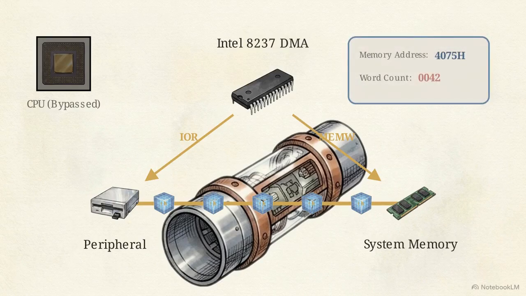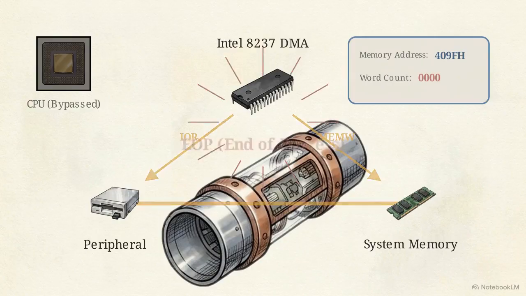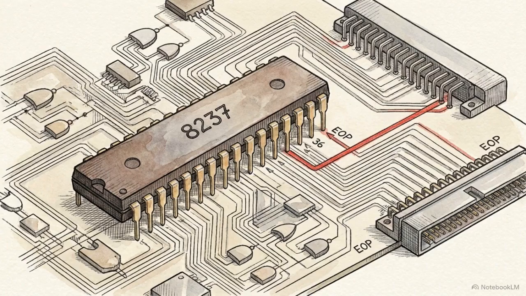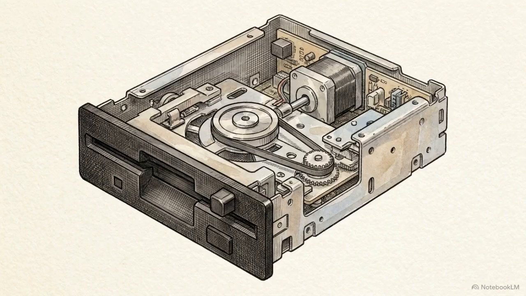During transfer, internal logic tracks progress. The memory address increments to the next byte, while the word count decrements by 1. This process repeats autonomously until the word count register hits exactly 0. When the count runs out, the DMA fires an end of process, or EOP, signal, notifying the peripheral that the specified block transfer is finished.